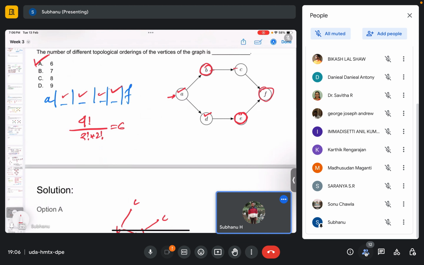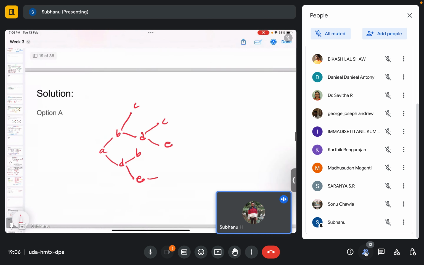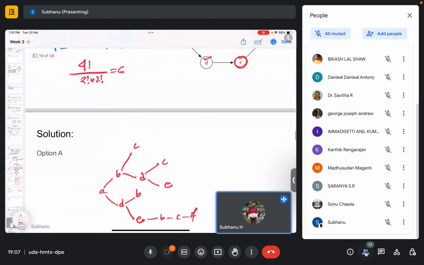Okay, if you have seen E, you have only one option, that you write B, C, because F is the last one. So before F you have to write B and C. Fine. Now there are two options after B.